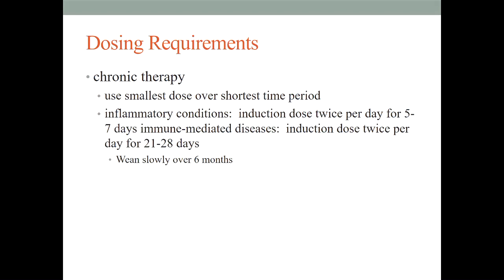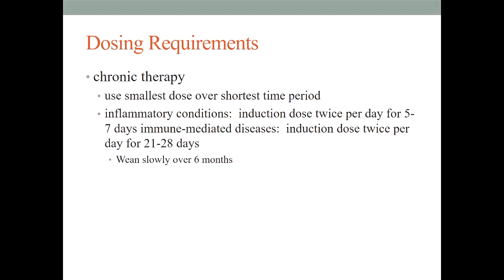Just a few little things on dosing requirements that you need to remember. So we know that there's an HPA axis. We know that glucocorticoids will suppress that. We also know that using glucocorticoids over a long time period can cause problems. So you can get some side effects from that, basically in the liver. So you want to use the smallest dose over the shortest time period that you can use to fix the problem that you're trying to fix. So for anti-inflammatory properties or to treat inflammation, you're going to want to use the induction dose for 5 to 7 days.